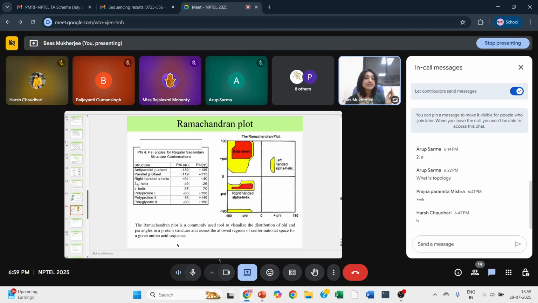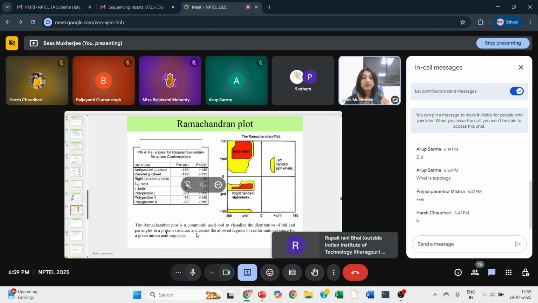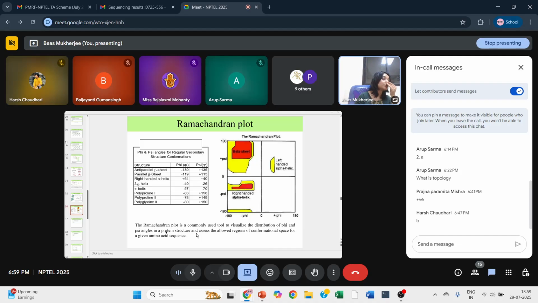And for, let's say, right-handed helix, only this range is allowed. For left-handed helix, this particular range is allowed. So, all of the list is given here. Now, the Ramachandran plot is something from where you will get questions every single year. So, this is something that you cannot ignore.